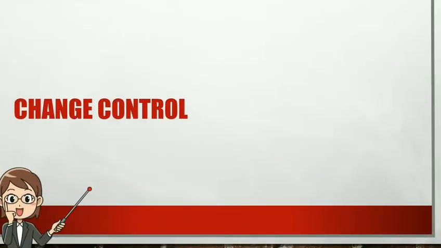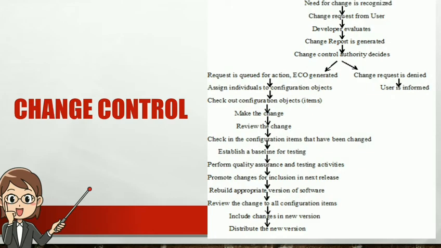Next is change control. In the development of a larger software system, the change may be uncontrolled and it leads to a complex situation. In the project, change control is done partially by humans and partially by automated tools. So the change control process is explained by considering this diagram.